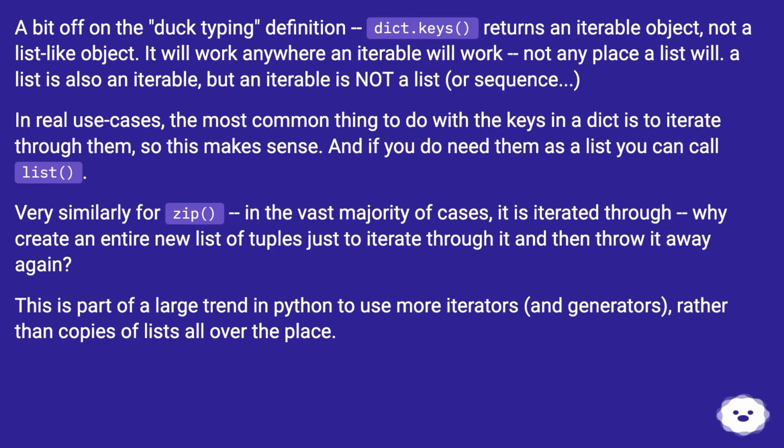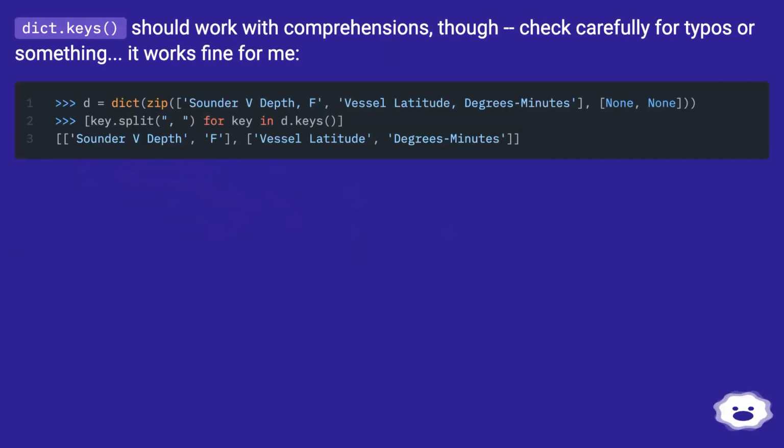Very similarly for zip, in the vast majority of cases, it is iterated through. Why create an entire new list of tuples just to iterate through it and then throw it away again? This is part of a large trend in Python to use more iterators and generators, rather than copies of lists all over the place. dict.keys() should work with comprehensions, though; check carefully for typos or something. It works fine for me.